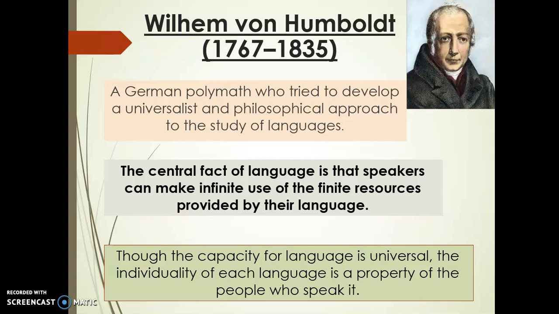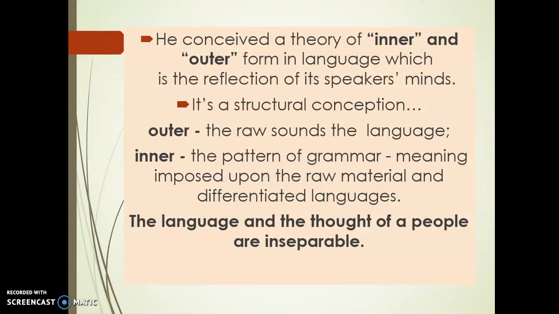Though the capacity for language is universal, the individuality of each language is a property of the people who speak it. So everybody can speak a language, but each language differs because that is a property of the community of people who speak that. And he conceived a theory of inner and outer form of language, which is the reflection of the speaker's mind. So he says the language and the thought of people are inseparable, but he distinguished that inner and outer form of language. So it is a kind of structural conception of language.